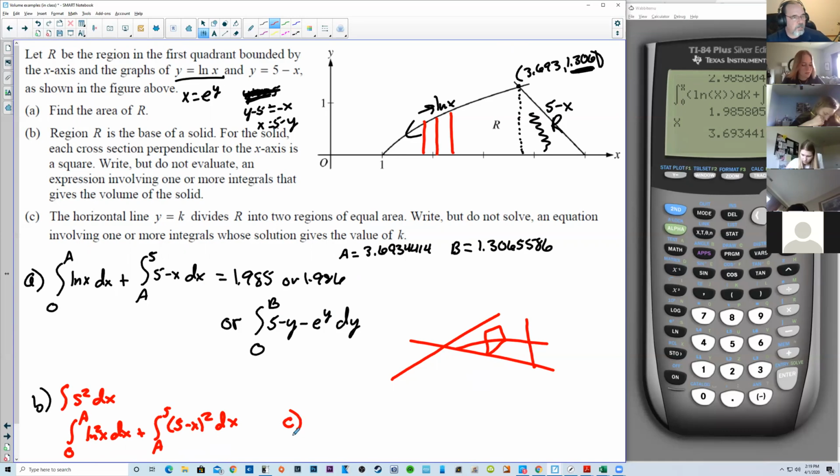And then finally, letter C, the horizontal line y equals k divides R into two regions of equal area. Write, but do not solve an equation involving one or more integrals whose solution gives the value of k. So in other words, there's some k value that cuts this area in half. Now we're not saying it's 1/2, and it's not very symmetrical, so it probably isn't 1/2. But there's some k that cuts this area in half. So if we integrate from 0 to k of right minus left, which is 5 minus y.